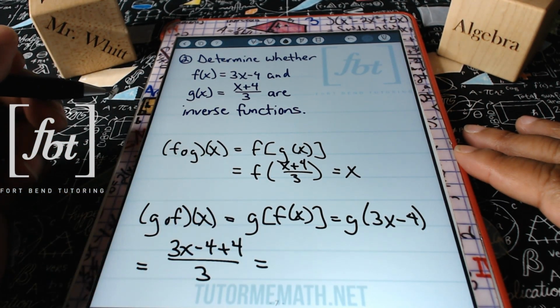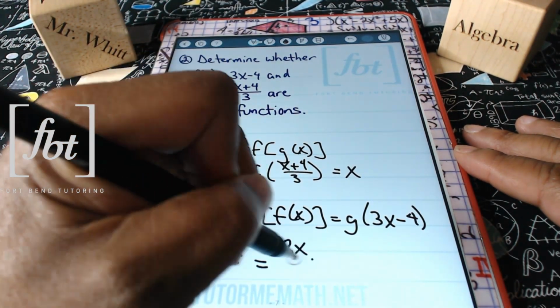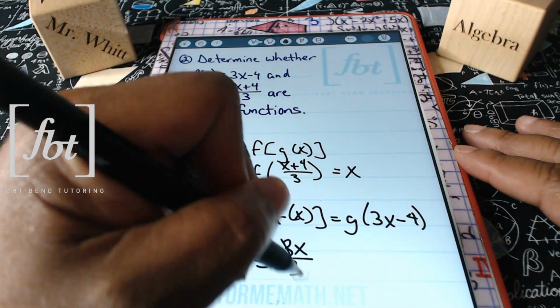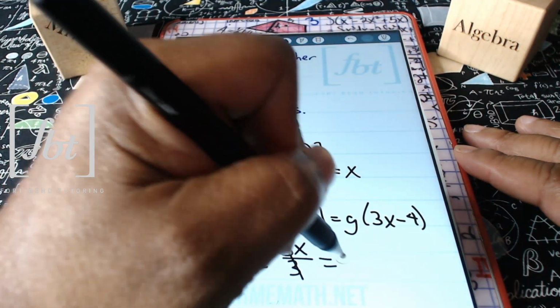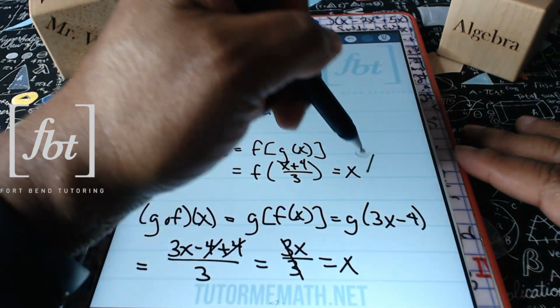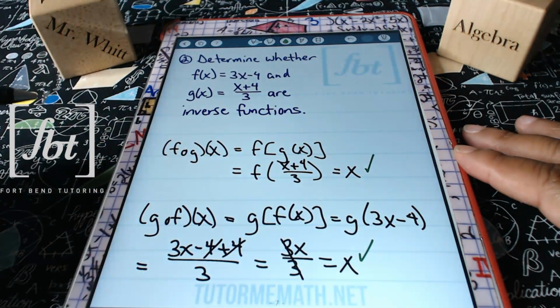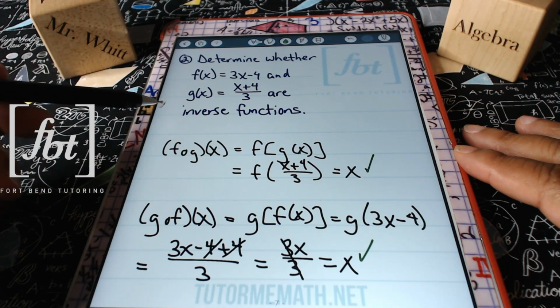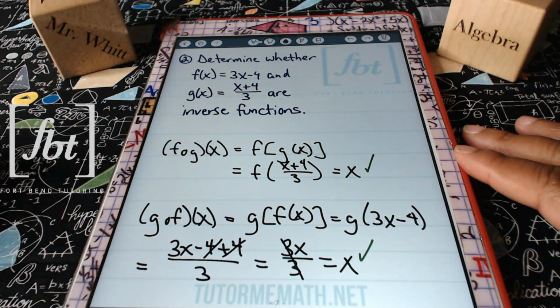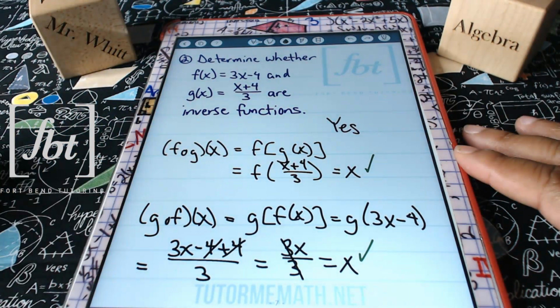So notice that in the numerator, your 4's would cancel out because those are additive inverses. And you'll have 3x divided by 3. And what happens here? They cancel out. So this equals x. And since both f composite g of x equals x and g composite f of x equals x, then this verifies that both f and g are inverse functions. So the answer to this question has been resolved. And we could just put a big fat yes right here.